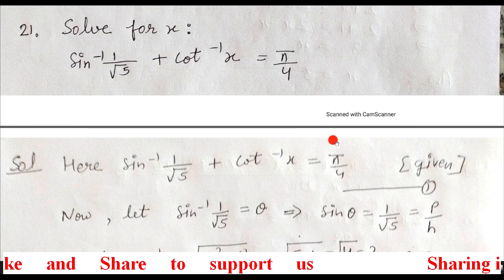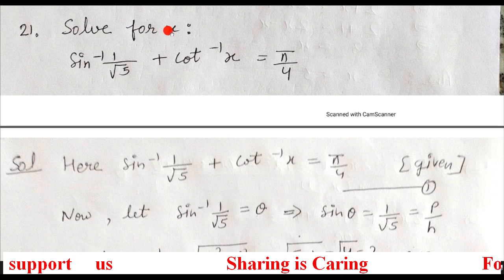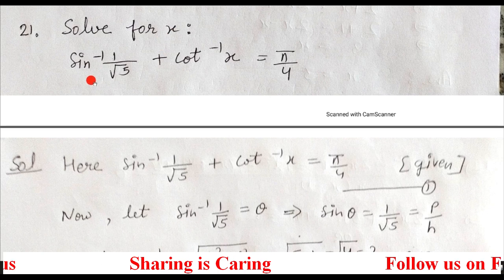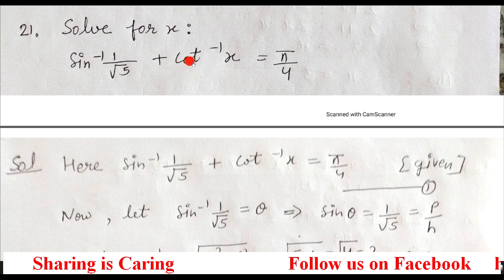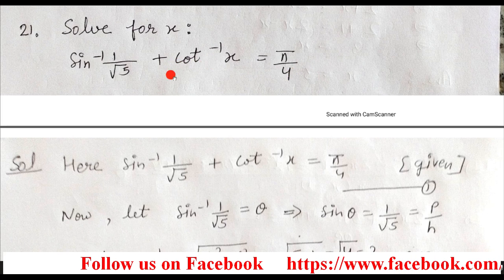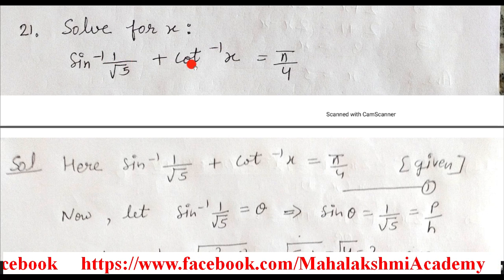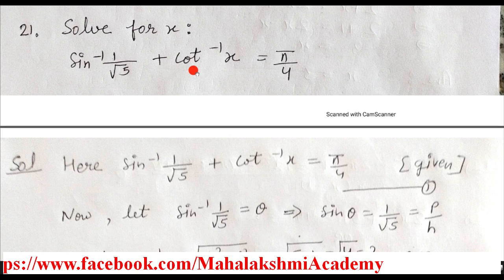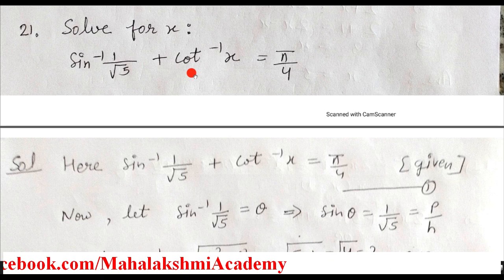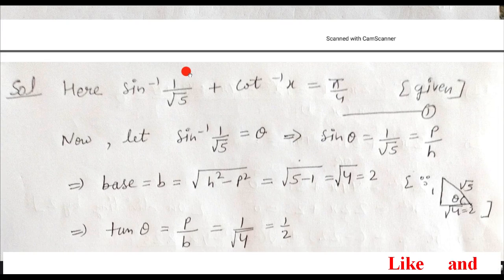Question number 21 is again to solve for x. The equation is sin inverse 1 upon root 5 plus cot inverse x is equal to pi upon 4. Now there is a problem. Both the trigonometric ratios are different, so we can't directly use the formula as we had used in the previous question. So we'll try to convert them into the same trigonometric ratio so that we can easily use the formula. So just see the solution.